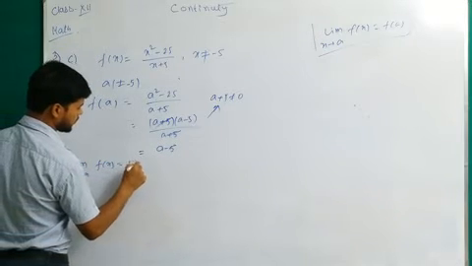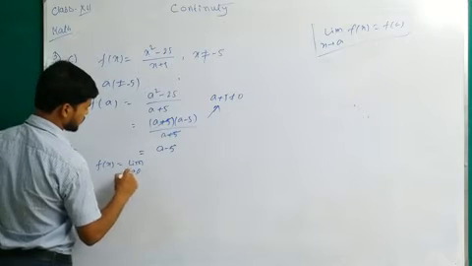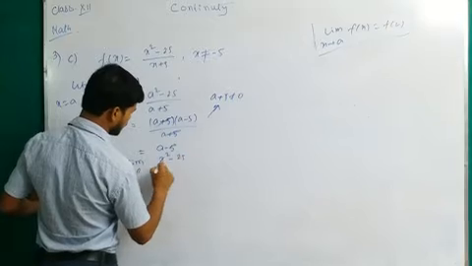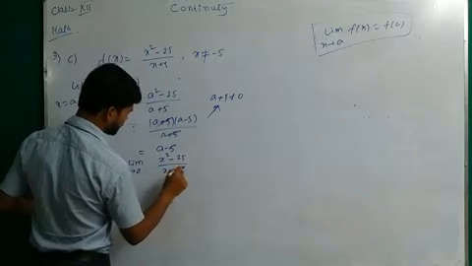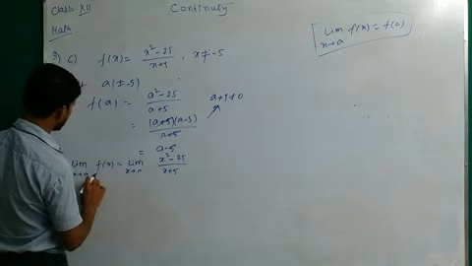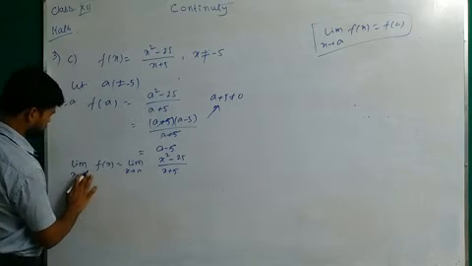Now calculate the limiting value of f of x at x equal to a. That means limit x tends to a, x square minus 25 by x plus 5.